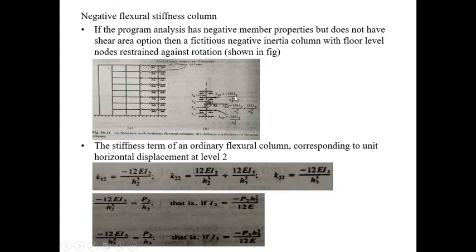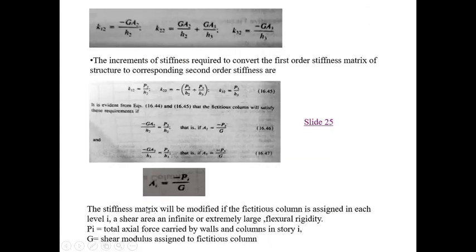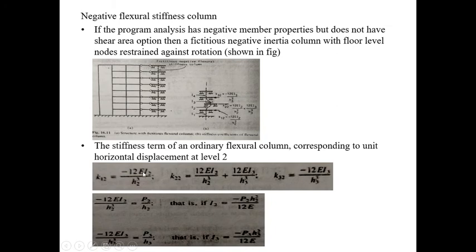And at the K32, it will be minus 12 EI cube upon H3 cube. Now in the same way, we equated with the first order analysis equations. As in the previous, we had seen K12 is nothing but P2H2, K22 is this value and K33 is this value. So again we equated both.